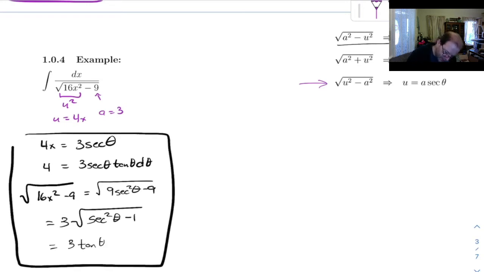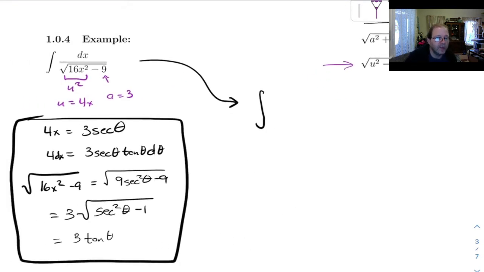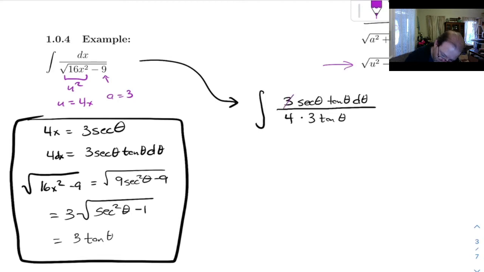So put a box around my substitution stuff. And my integral turns into, let's see, dx is, oh, I left dx out. This right here where I've got 4, it's supposed to be 4 dx. So my dx then is going to be 3/4 of secant theta tan theta d theta. Now, I could leave it written like that, but instead of writing 3/4 as a fraction in the top, I'm going to write the 3 up top and the 4 on the bottom. And then the radical gets replaced with 3 tan theta. All right, so what cancels? The 3's cancel, the tans cancel, and we're left with 1/4 integral of just secant theta d theta.